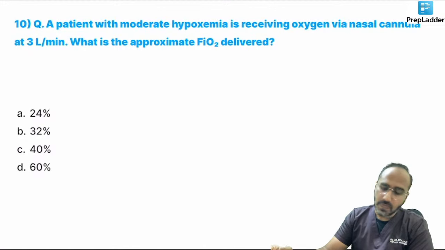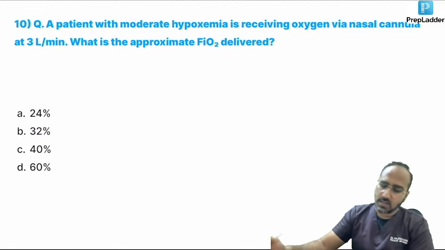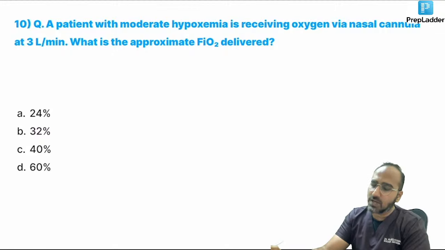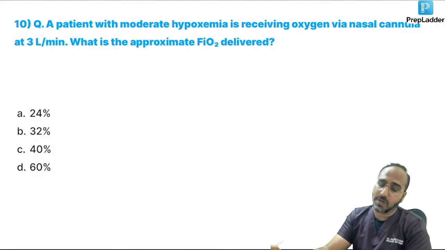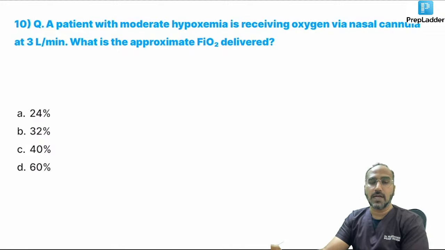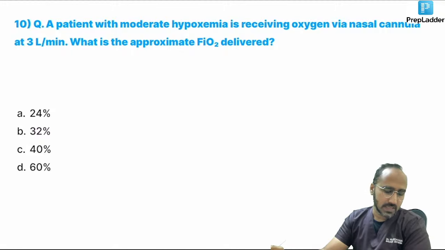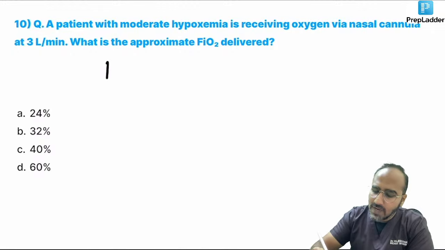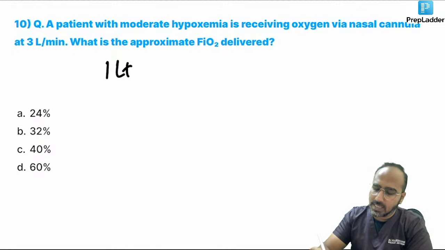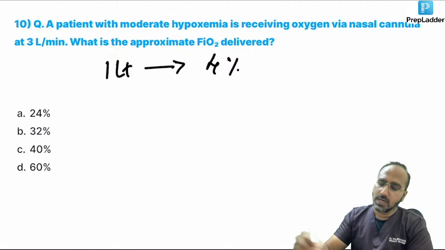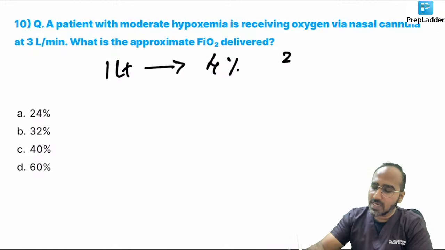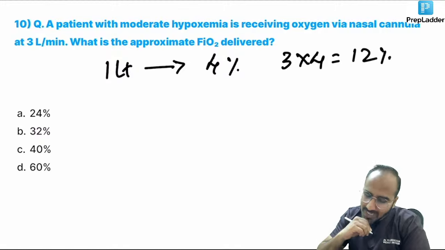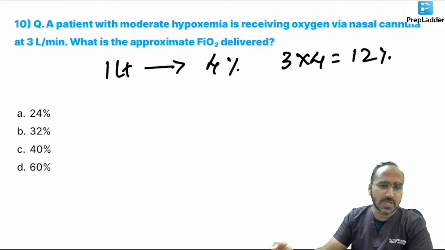Next, a patient with moderate hypoxemia is receiving oxygen via nasal cannula at 3 liters per minute. What is the approximate FiO2 delivered? Now guys, what's the answer for this? Come on, A, B, C, D. For answering this, always you need to remember every 1 liter of oxygen given to the patient increases the FiO2 by 4%. 2 liters, 8%. Here in the question, it is 3 liters. 3 liters into 4 is equal to 12% of FiO2. But if you look at the options, there is no 12 given. 24, 32, 40 and 60.